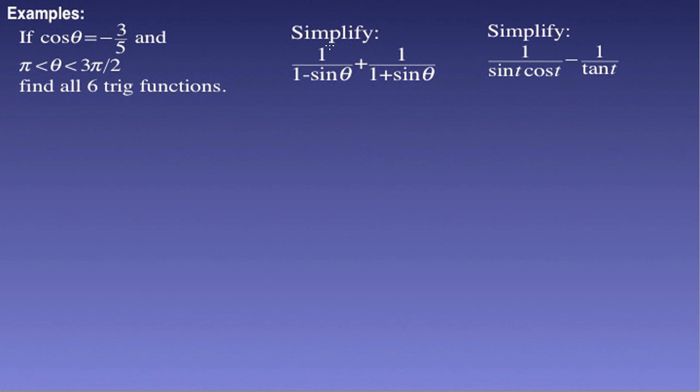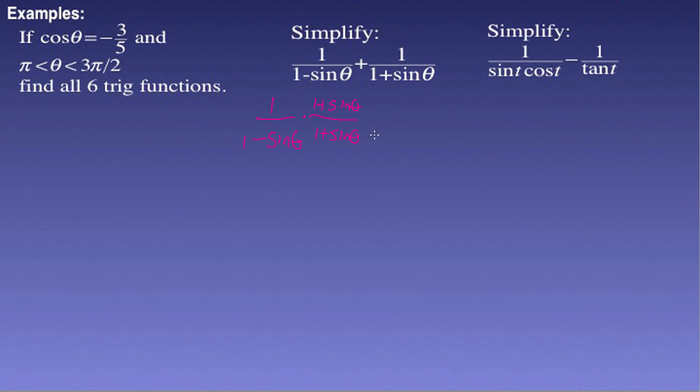Instead of proving identities that are trig equations, you are still going to be asked to simplify trigonometric expressions. The next example has two fractions added together, and I think the best way to add these two is to find a common denominator. Everything is already in terms of sine, so converting everything to sine and cosine isn't going to help because I've already started that way. So I'm going to take the first fraction, 1 over 1 minus sine theta, and I'm going to multiply it by the second denominator, 1 plus sine theta over 1 plus sine theta.